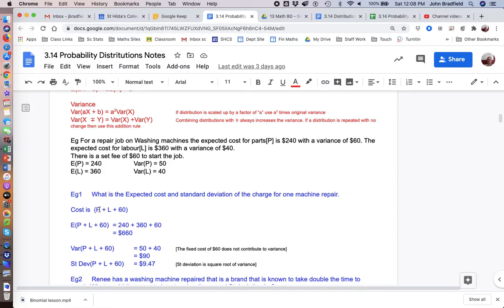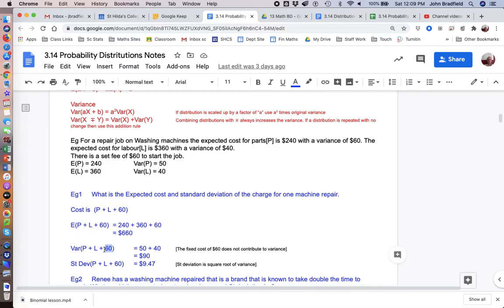So the cost is your parts, your labour, plus your $60 setup fee, like a call-out fee. So parts plus labour plus 60. What does that do in terms of expected value? It's very predictable. 240 plus 360 plus 60. So we expect the job will cost $660. And you don't need a formula to tell you that, really. Where it gets a bit more murky is the variance. The variance of parts plus labour plus 60. First thing to note is the 60 doesn't affect the variance, so we can ignore that.